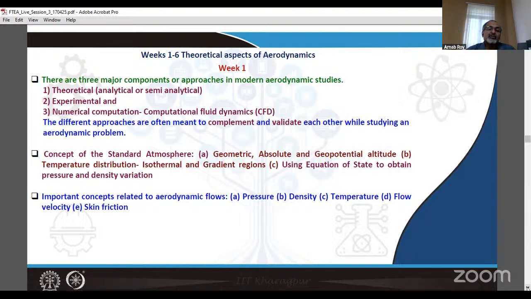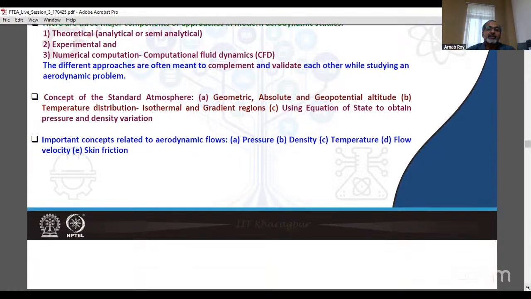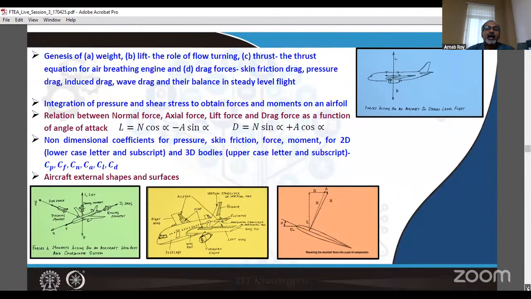Important concepts related to aerodynamic flows, pressure, density, temperature, flow velocity, skin friction, these were discussed. And then we discussed a little bit about the genesis of weight, lift, thrust, and drag forces acting on the aircraft, how the flow has to turn in order to generate lift, how the thrust equation works out for an air-breathing engine. And if you learn that, you should also be able to write it for a rocket engine, for example.